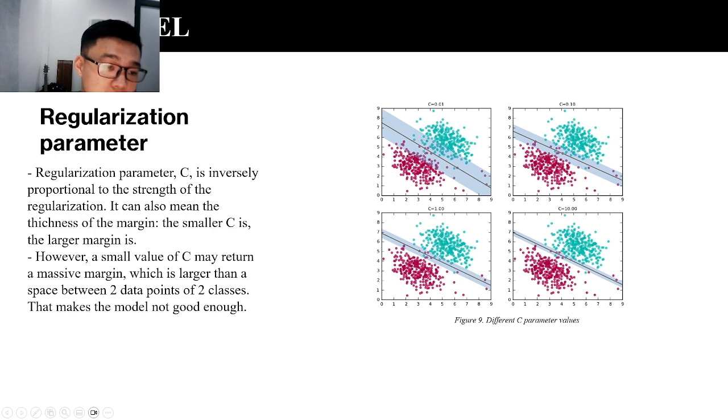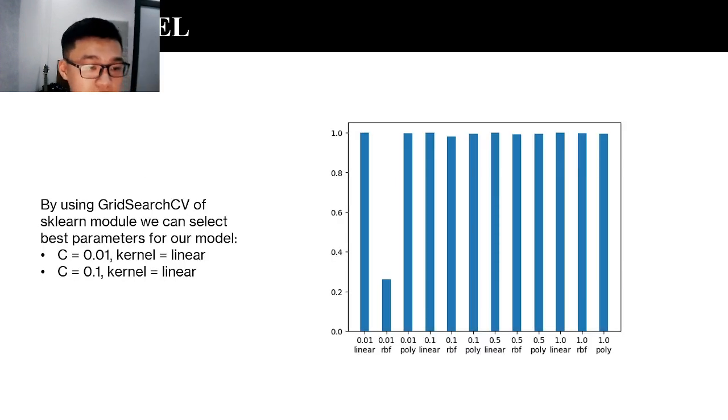The regularization parameter is C, which is inversely proportional to the strength of the regularization. By using GridSearchCV of scikit-learn, we can select the best parameters for our model. C equal to 0.01, kernel is linear. C equal to 0.1, kernel is linear.